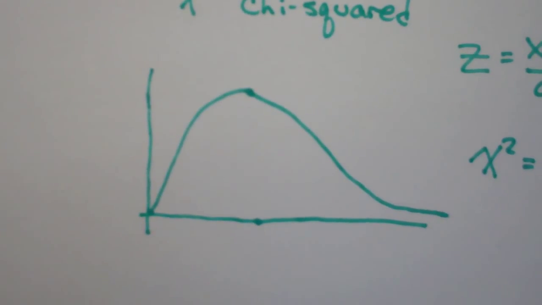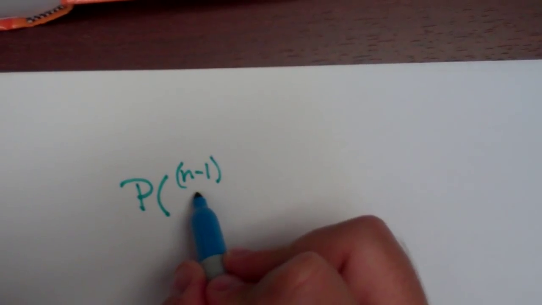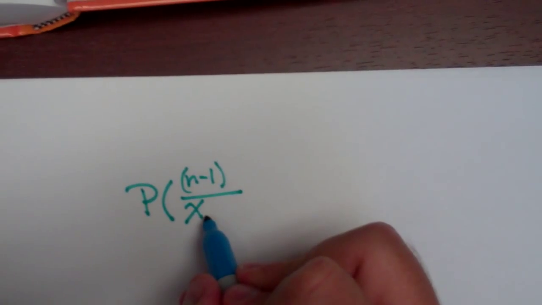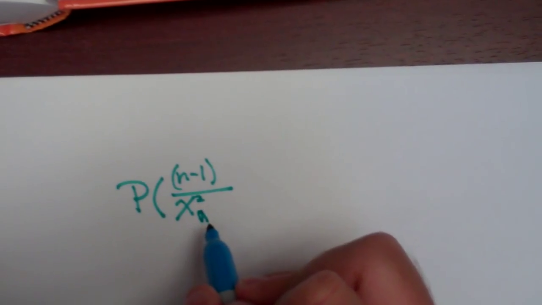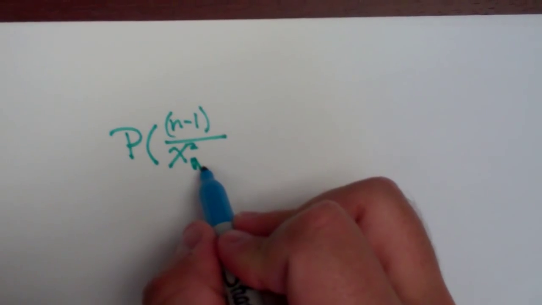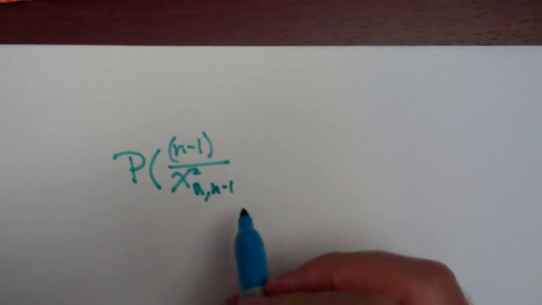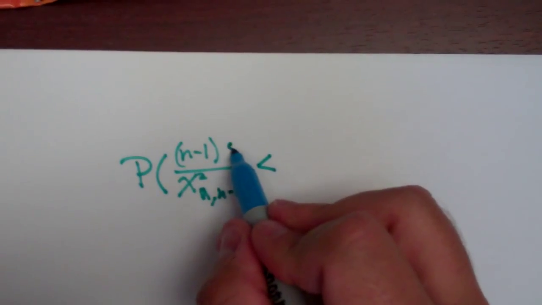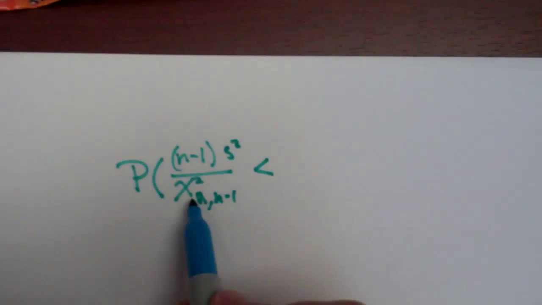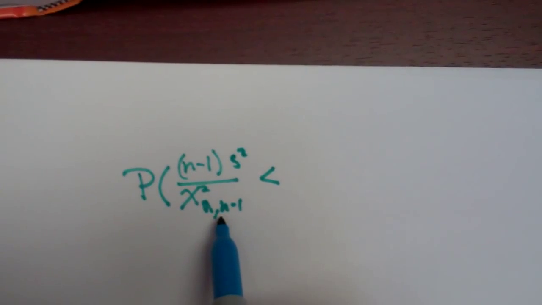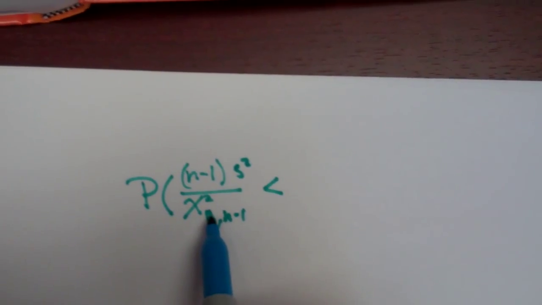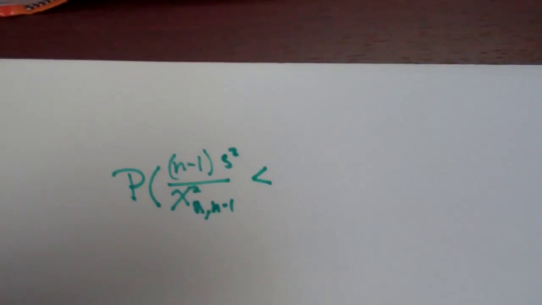In order to find a confidence interval, we can use this definition for chi-squared, and we find through algebra and rearranging those terms, we find that our lower limit on the confidence interval is n minus 1 times the sample standard deviation squared, or the sample variance, divided by our chi-squared term at a level of alpha and n minus 1 degrees of freedom.